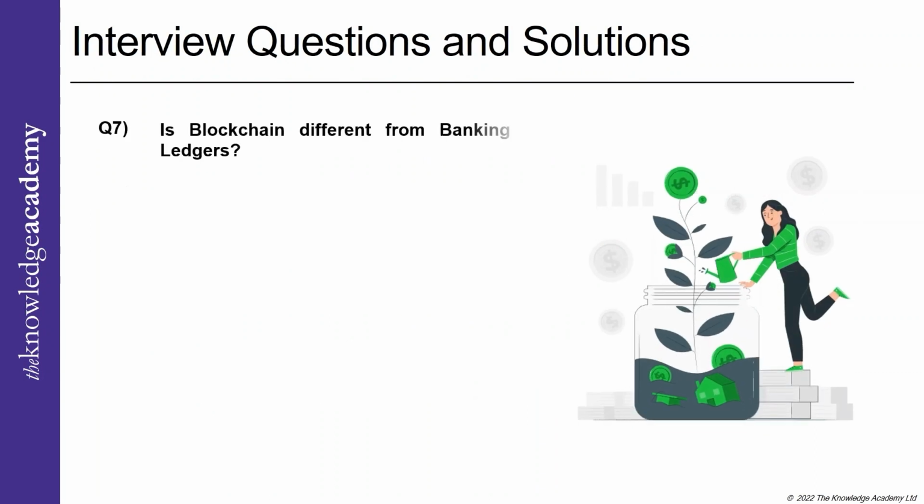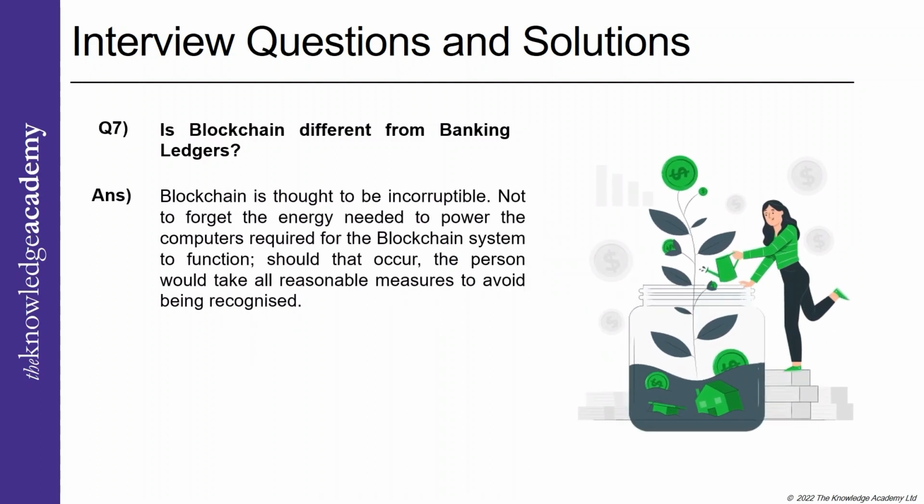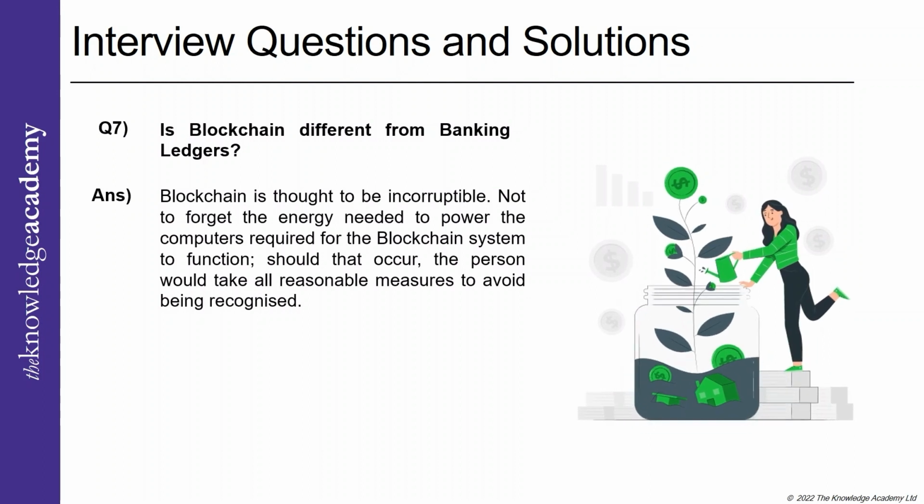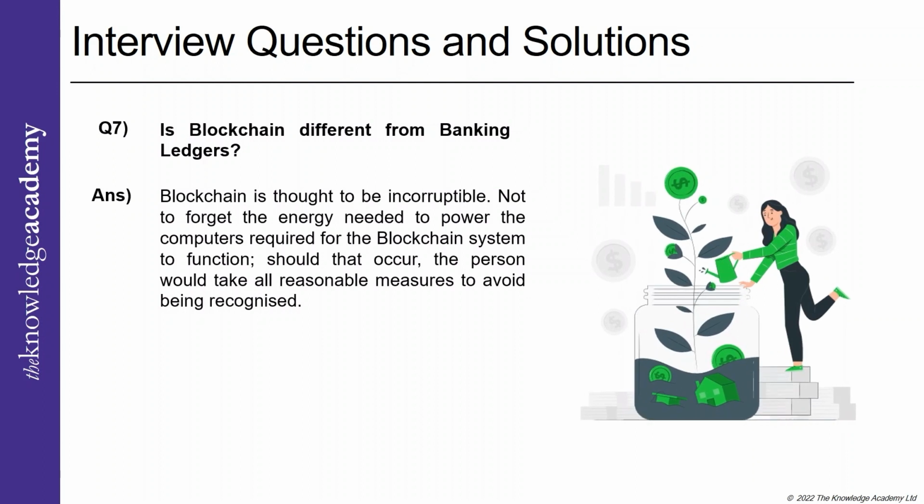Question 7. Is blockchain different from banking ledgers? Answer. Blockchain is thought to be incorruptible. Not to forget the energy needed to power the computers required for the blockchain system to function. Should that occur, the person would take all responsible measures to avoid being recognized.